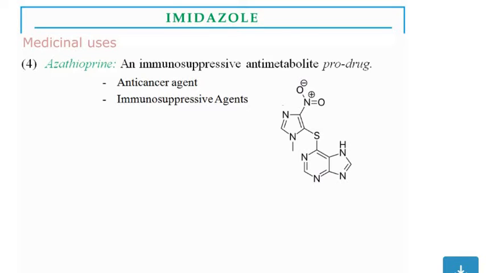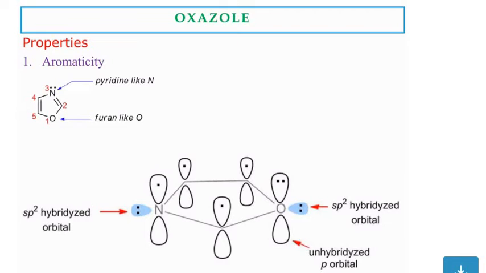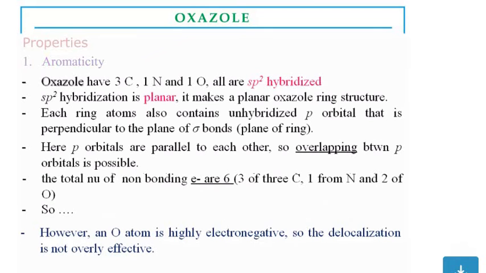Azathioprine is an immunosuppressive or anti-metabolic prodrug, an anti-cancer agent and immunosuppressive agent. This contains an imidazole ring. Now, oxazoles: you can see the aromaticity, pyridine-like nitrogen and furan-like oxygen. So, sp2 hybridized orbitals and an unhybridized p orbital. Oxazole has 3 carbons, 1 nitrogen, 1 oxygen, all sp2 hybridized. sp2 hybridization is planar. It makes a planar oxazole ring structure.